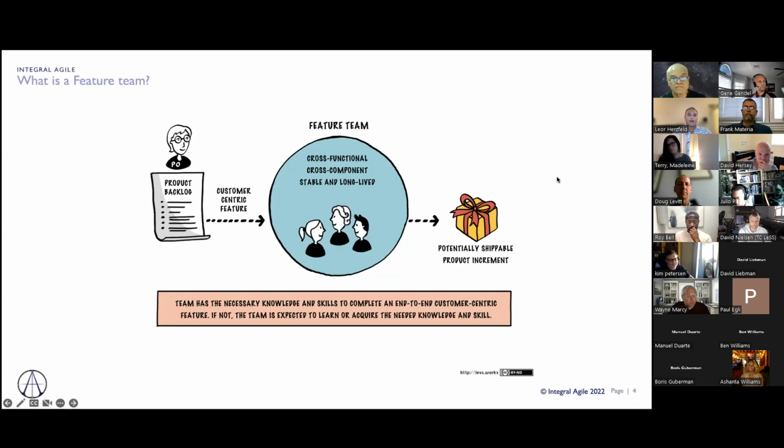So briefly, just to set the stage, what is a feature team? A feature team is a team that is capable of producing a customer-centric feature independently. Any time another team, or maybe multiple teams, are necessary in order to get the feature to the customer, we would not call that team a true feature team.